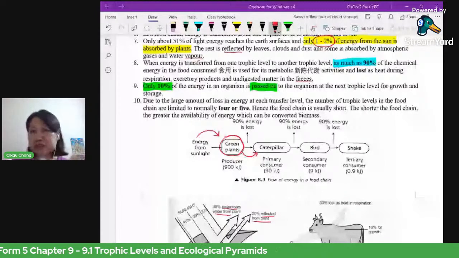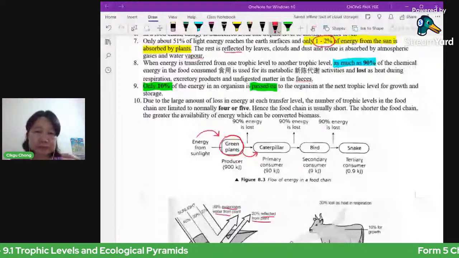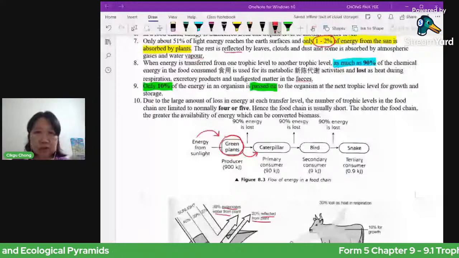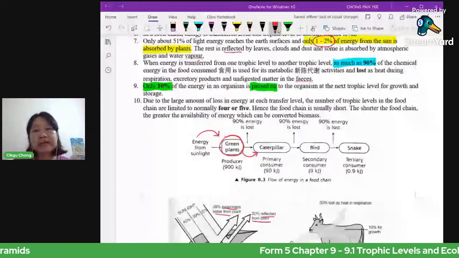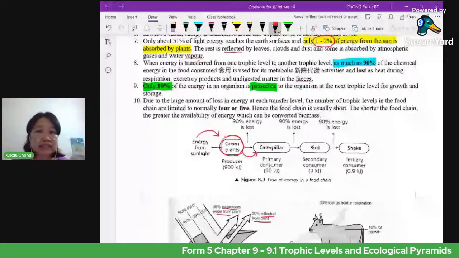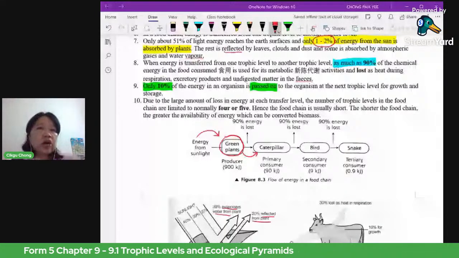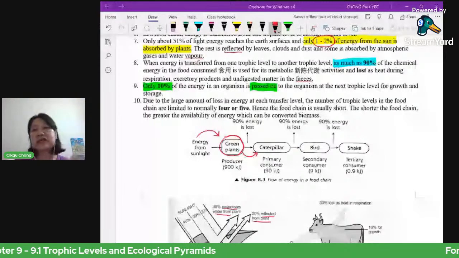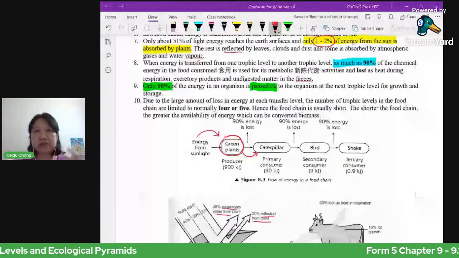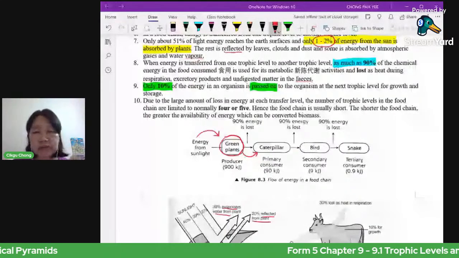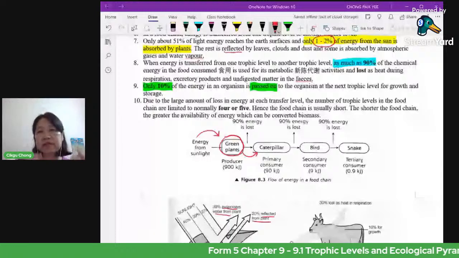So this rabbit will have a certain amount of energy here, right? But because this rabbit is also producing heat, body heat and so on, whatever energy is in the body is already converted into heat. And heat dissipates, so this heat is lost to the environment, and it's not possible for this heat to be transferred to the animal that eats the rabbit.